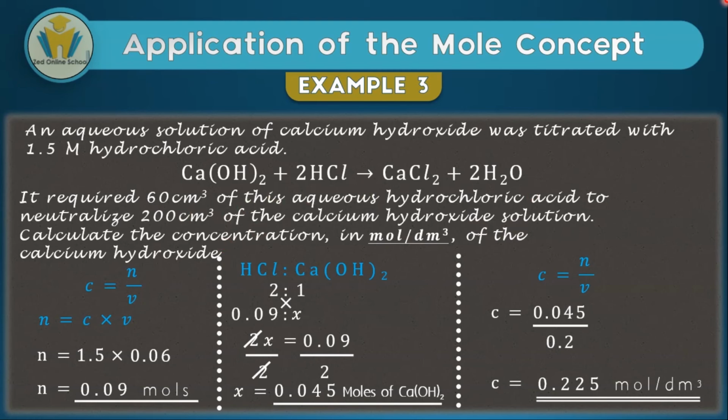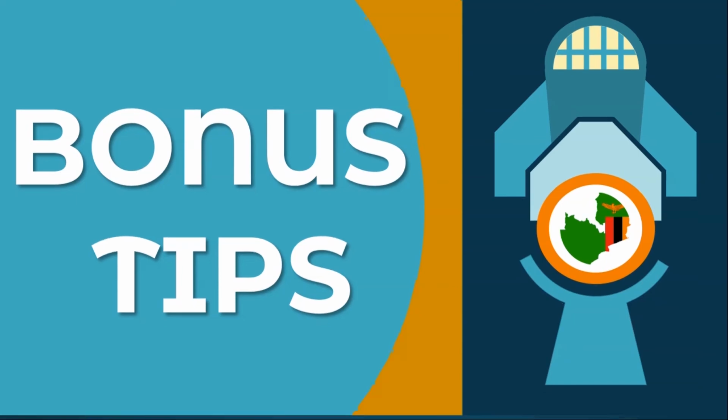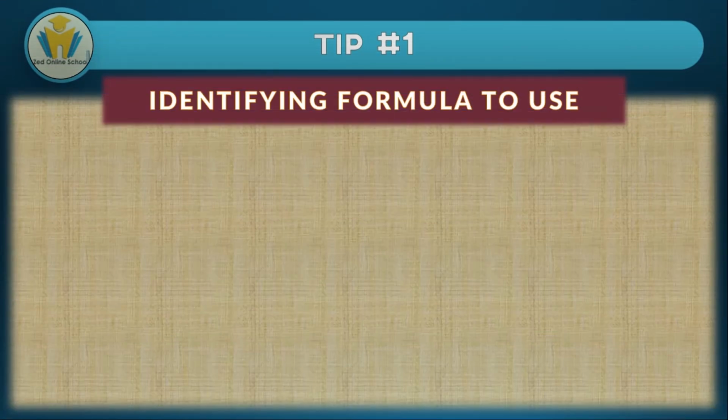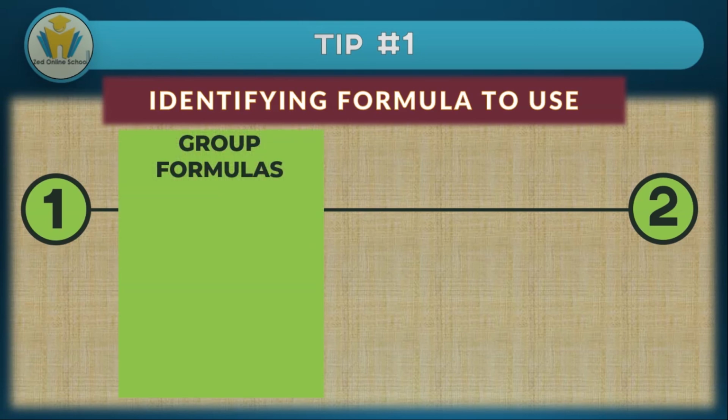As you can see in these three examples, we've made use of all the three formulas, meaning you should be able to work with any question. You have finally reached the bonus tip section. In today's bonus tip section, we have one tip for you, which is how to identify the formula to use. We can do this in a two-step process. The first step is you grouping your formulas. Once you group your formulas in the right way, which I'll show you in a minute, you will be able to identify the formula to use very easily.